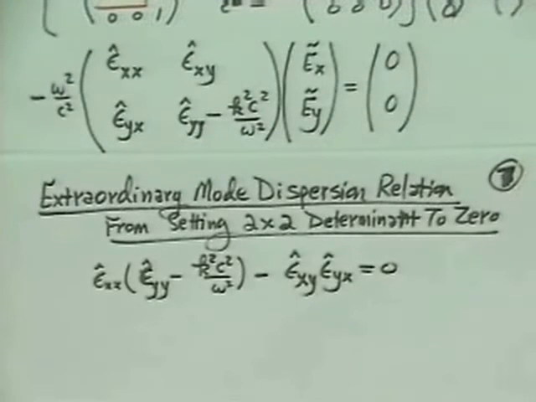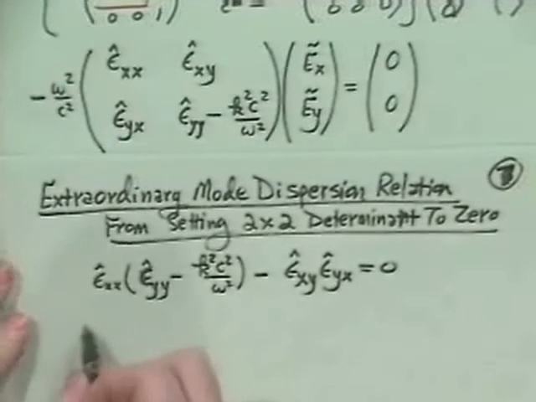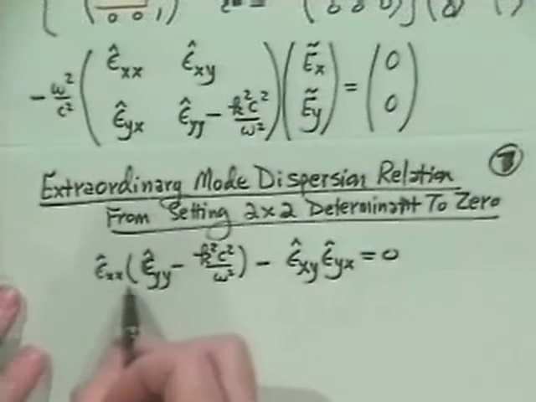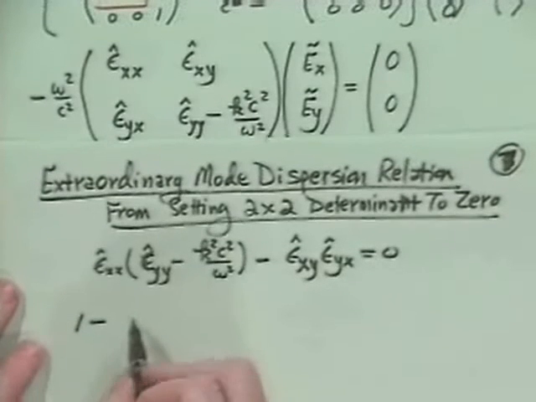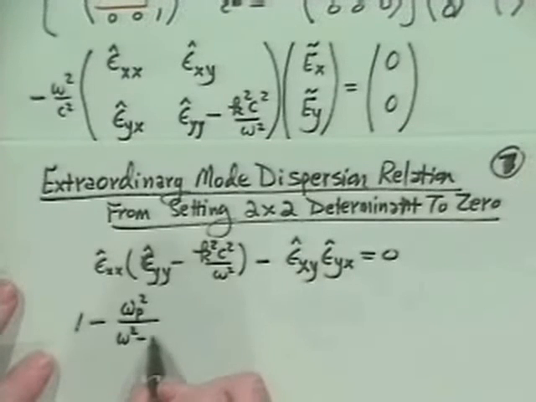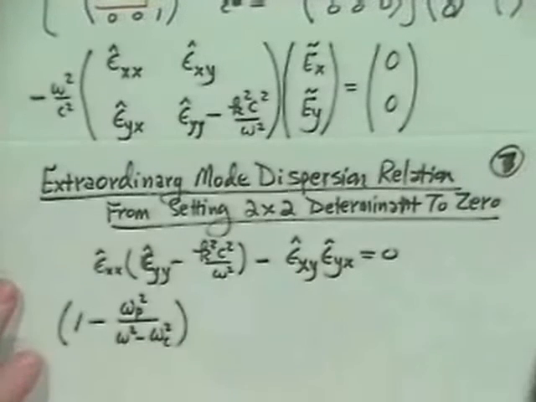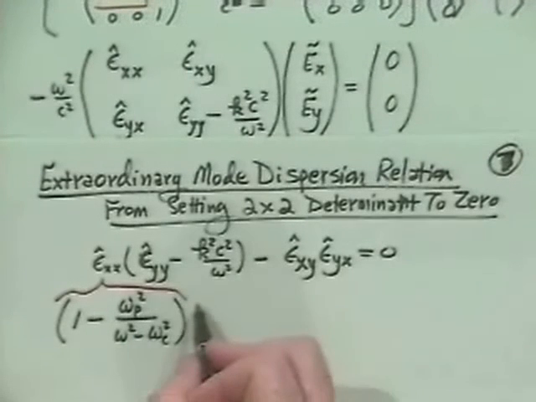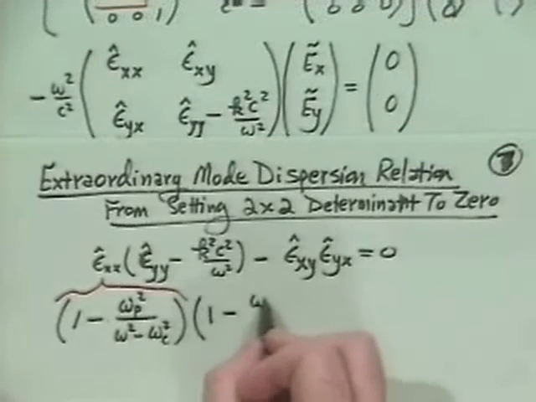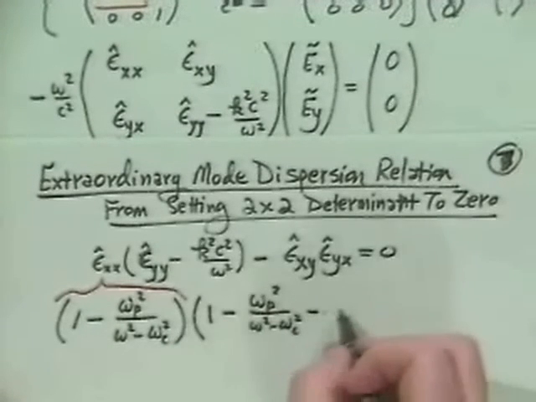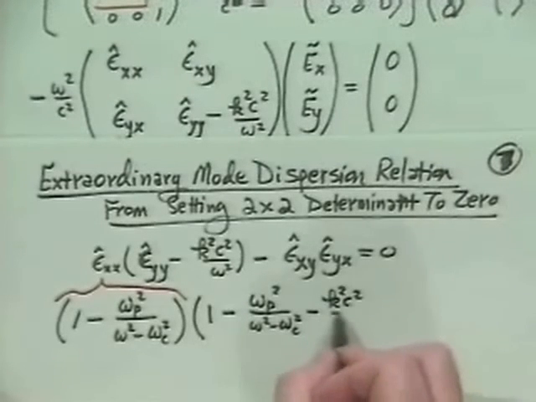Now, what were all these things? And again, we're considering electrons only. So, what we end up with then is, leaving out the epsilon naughts, 1 minus omega p squared over frequency squared minus cyclotron frequency squared. So that's the epsilon xx. And then the next part is this epsilon yy, which is 1 minus omega p squared over omega squared minus cyclotron frequency squared. But then we have minus k squared c squared over omega squared.